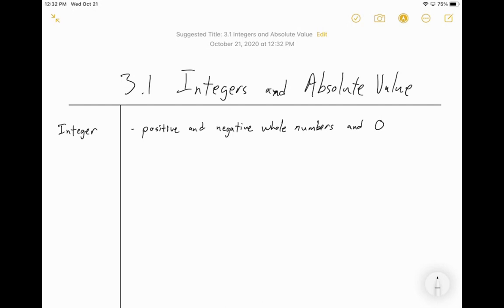So the good thing about integers is it's whole numbers. We're not dealing with decimals, we're not dealing with fractions at all. The bad news is we're dealing with negative numbers, and negative numbers make things a lot trickier, and we'll talk about those. Okay, so positive and negative whole numbers.